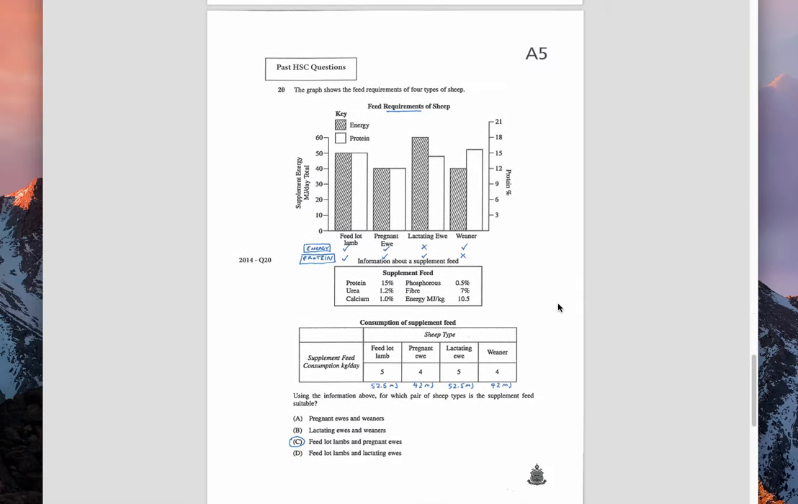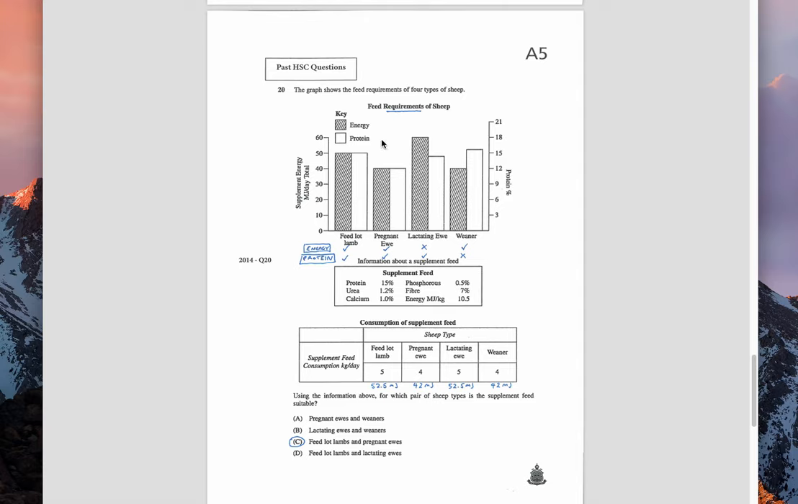All right, on to past HSC questions. This is a question from a few years ago, question 20. Question 20 is always quite hard. And this one is hard because it requires you to synthesize information between 3 tables here. So there's this one, and this one.